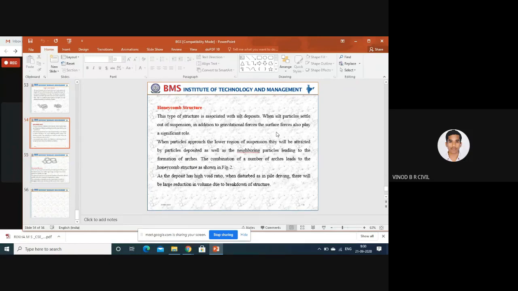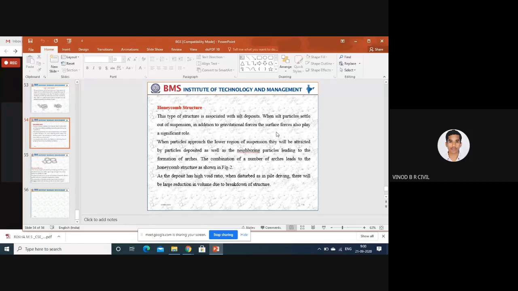As the deposit has a high void ratio, when disturbed, as in pile driving, there will be a larger reduction in volume due to the breakdown of the structure. Especially if you want to construct any building on this kind of soil mass, usually they go for pile foundation. In your BMCT subject, in the third semester, second module, there are different types of foundation. Pile foundation is one of them, and it's a good example of deep foundation.